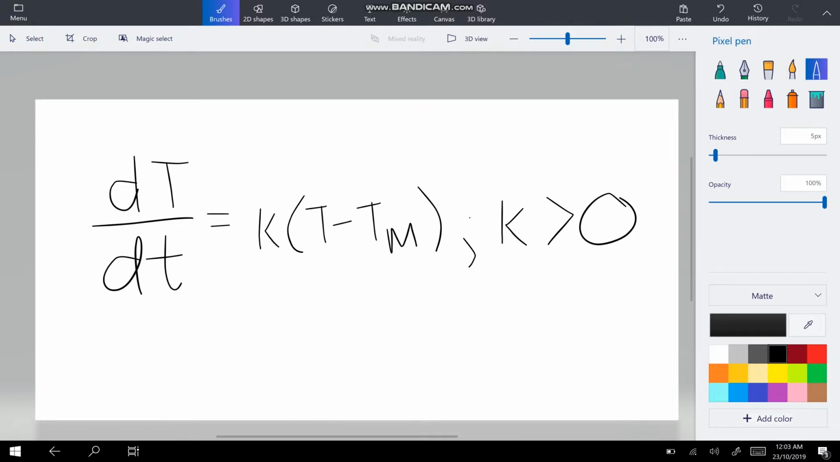So let's think about this for a moment. If the temperature of the object is greater than the temperature of the medium, like in our case, then the object should be cooling, and dT over dt, change in temperature with respect to time, should be negative. We know this difference is positive because the temperature of the object is greater than the medium. We know K is positive, so this product would be positive, whereas we want a negative derivative. So let's put a minus sign in here.